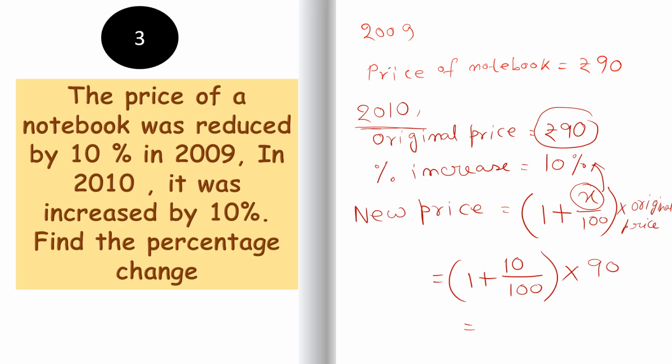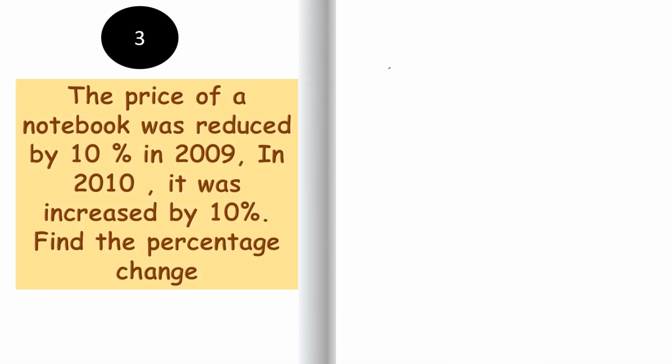Let's do the calculation. If we do this fraction addition, we get 110 by 100 multiplied by 90. There will be some cancellation of zeros. So this 0 and this 0 will be cancelled. 11 will be multiplied with 9, which gives us rupees 99. So our new price for 2010 is rupees 99.